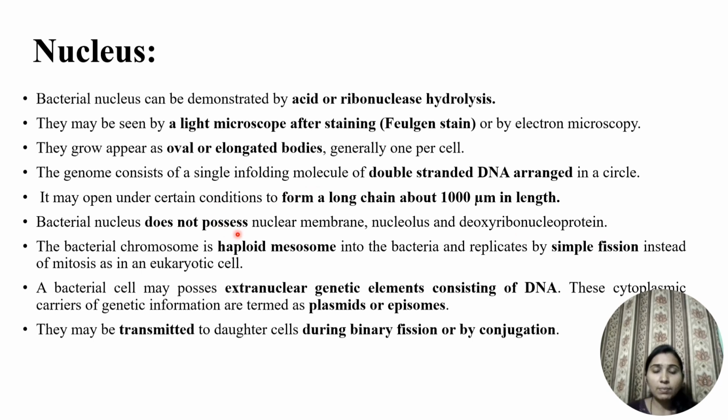Okay, so this bacterial nucleus does not possess any nuclear membrane, nucleolus or deoxyribonucleoprotein, but these are present in eukaryotic organisms, because bacteria are prokaryotic microorganisms. So these bacterial chromosomes are haploid, with a mesosome, therefore they replicate by simple binary fission.